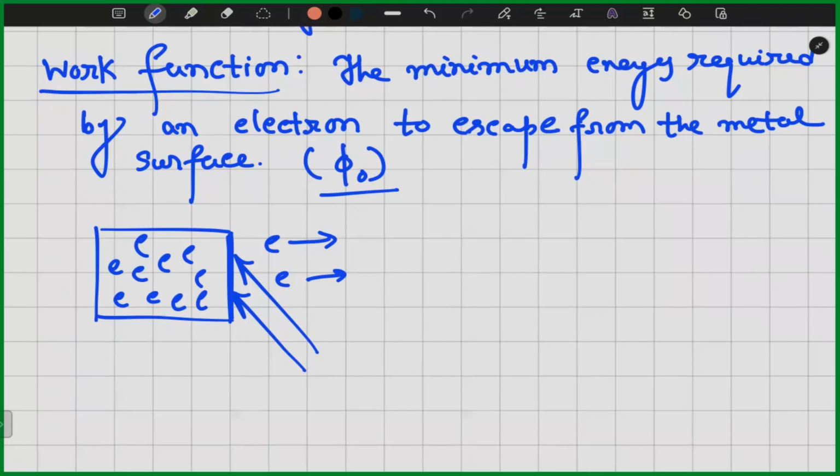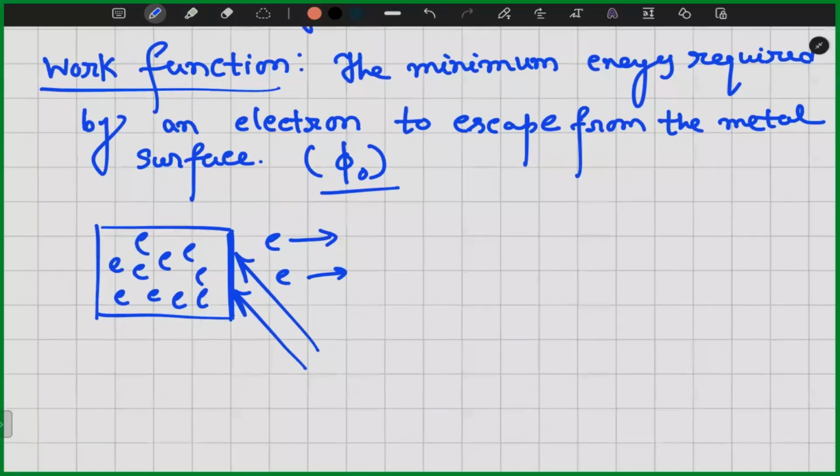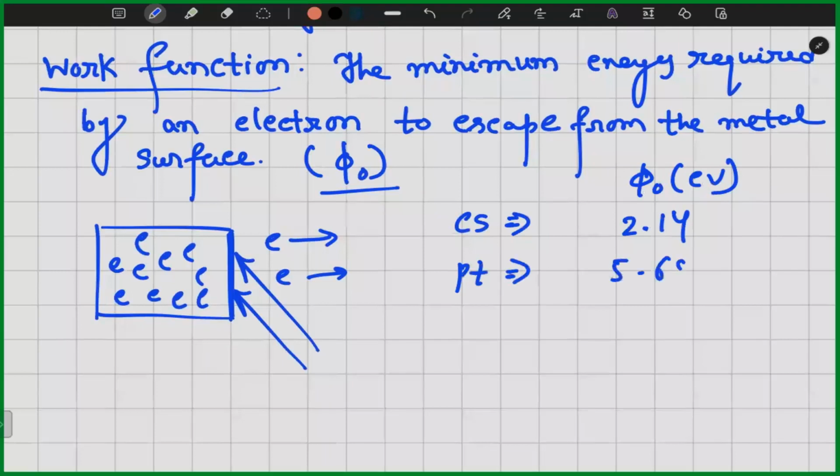Then for cesium, the work function phi 0 in electron volt is 2.14. This is the least, and for platinum, this is the highest. That means for cesium, the electron is loosely bound, but for platinum, it is very strongly bound. That's why it needs much energy to escape. Okay, so this is called work function.